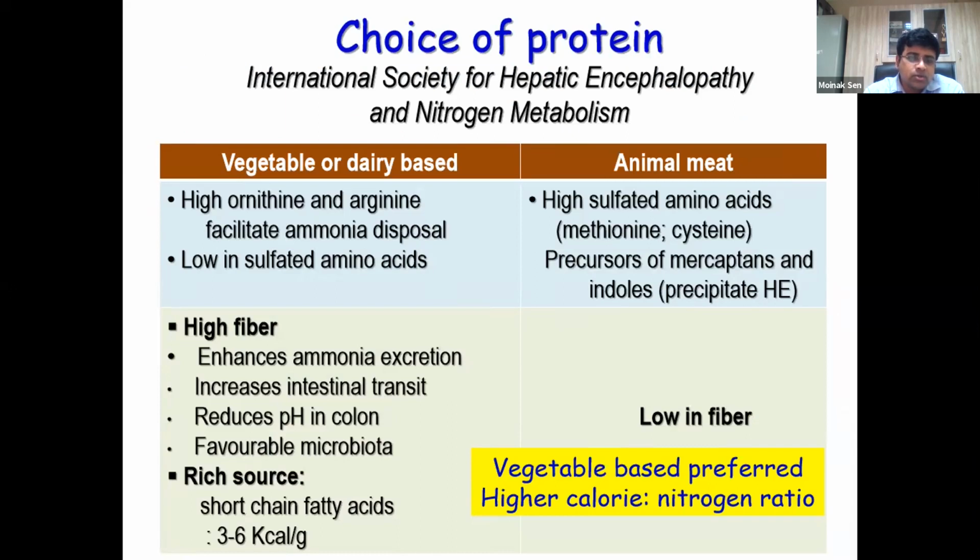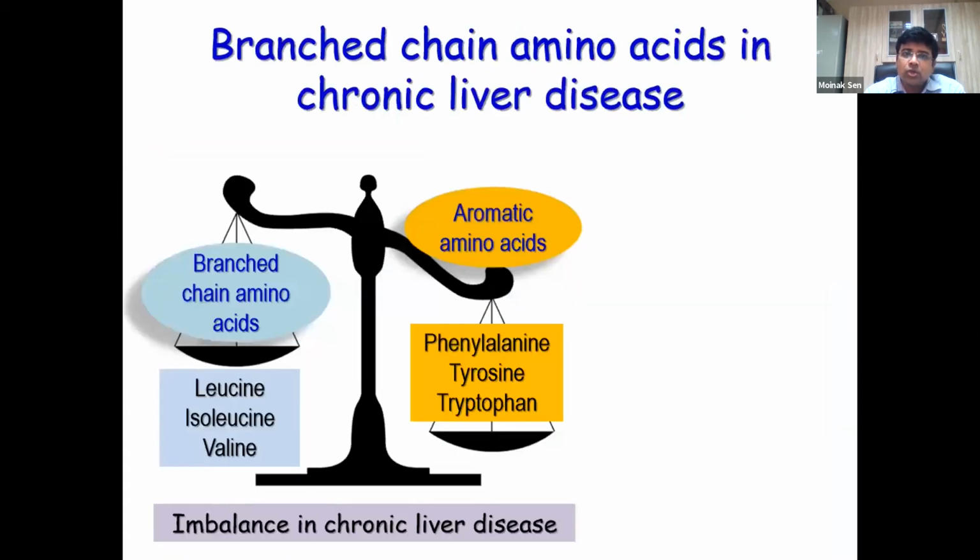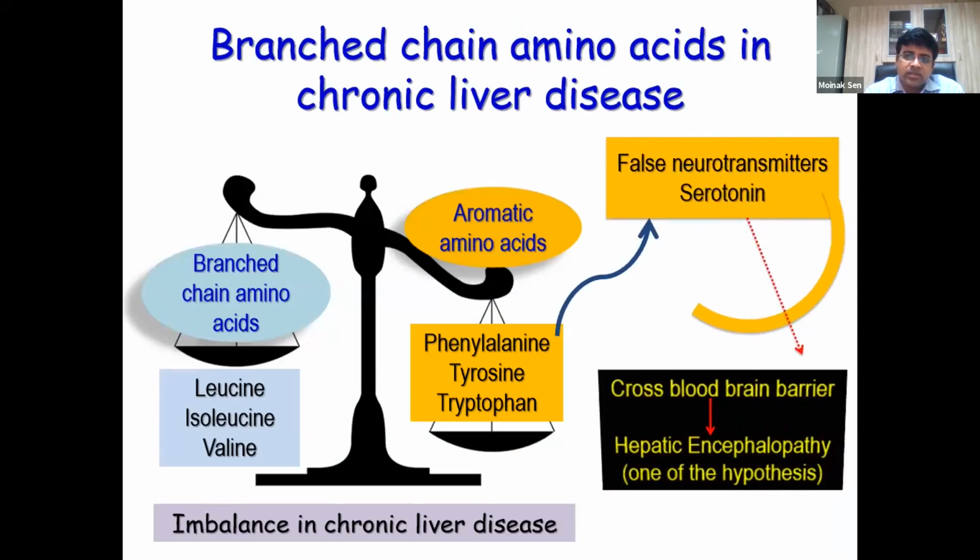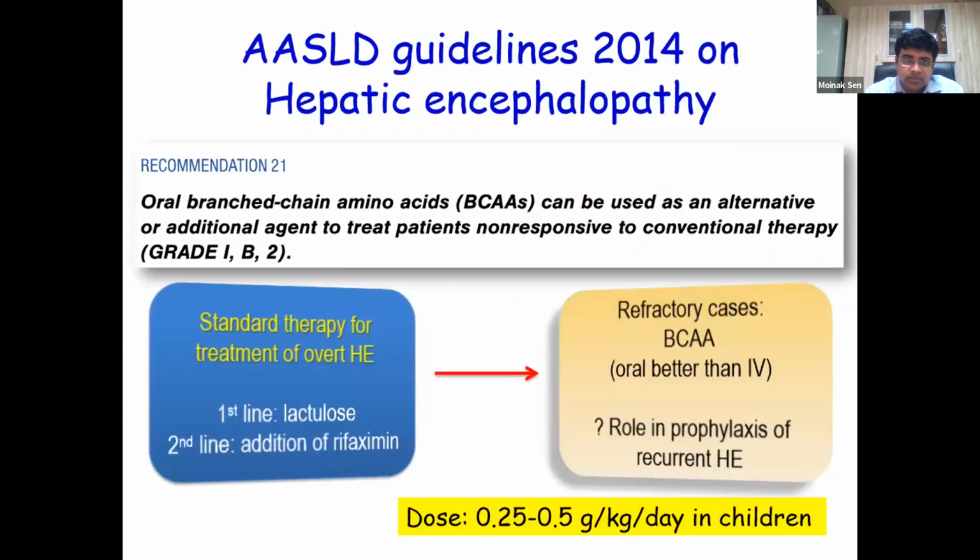The vegetable-based proteins also have high fiber and are a rich source of short-chain fatty acids, and that will give some calories. But animal meat has sulfated amino acids, which are precursors to mercaptans and indoles, and they precipitate hepatic encephalopathy. If you look at branched chain amino acids, there is an imbalance. The branched chain amino acids are better than the aromatic amino acids, because the aromatic amino acids cause false neurotransmitters that cross the blood-brain barrier and cause hepatic encephalopathy.